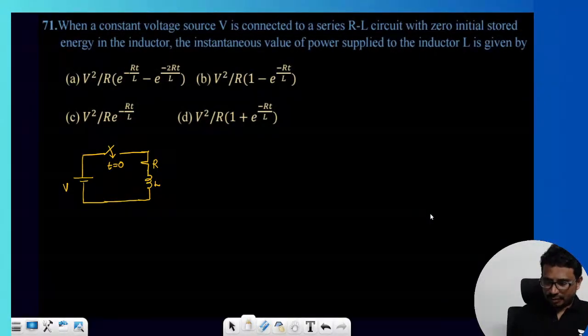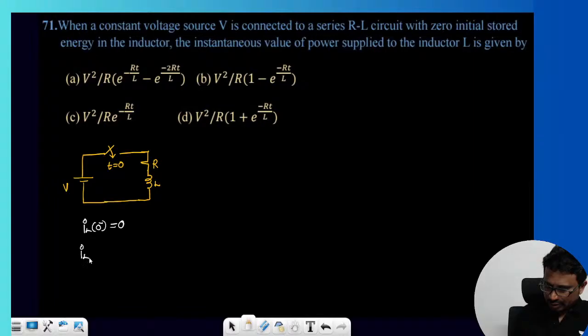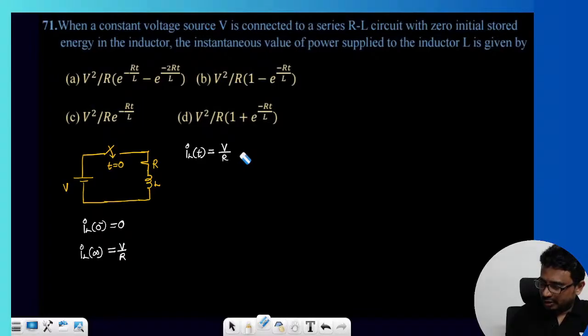Now tell me what is this. IL of 0 minus is equal to 0, and IL of infinity is equal to what? V by R. So from this we can get the relation. What is IL of t? This is final value plus initial minus final into e power minus t by tau, that is V by R into e power minus t by tau.